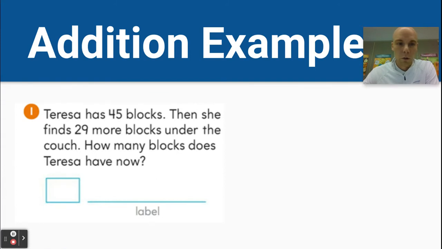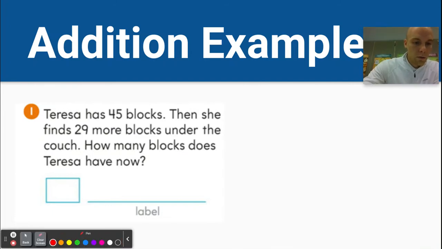I'll just go through a couple, starting with addition. This is from the 2nd grade Math Expressions workbook. So let me get my pen out here. Awesome. So here we go. First we read the problem. Teresa has 45 blocks. Then she finds 29 more blocks under the couch. How many blocks does Teresa have now? Let's reread it again and underline some things and circle some things.